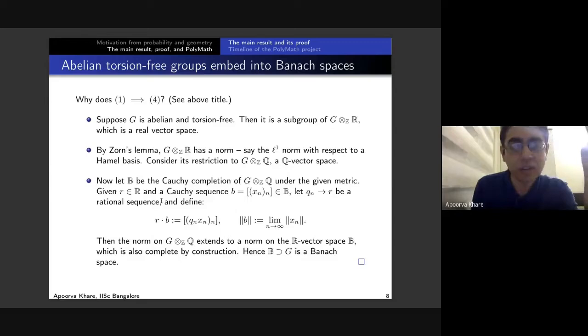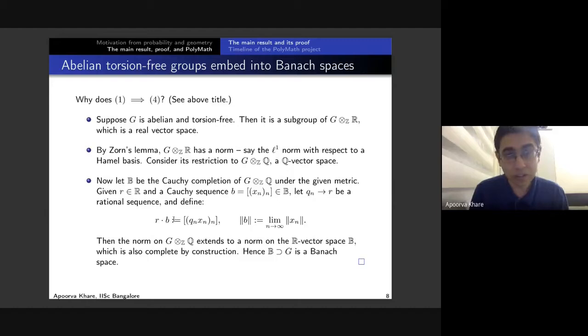Given a real number and given a Cauchy sequence, let's define R times B to be literally, take rational numbers q_n converging to R, take q_n x_n. You can check this q_n x_n is also Cauchy. Therefore, this is a valid Cauchy sequence. That's what I define. Not only that, this Cauchiness is independent of the specific Cauchy sequence. And the norm makes sense. The norms of the x_n's converge. And you define that limit to be the norm of this B, of the Cauchy sequence. You can check that this is actually a norm.